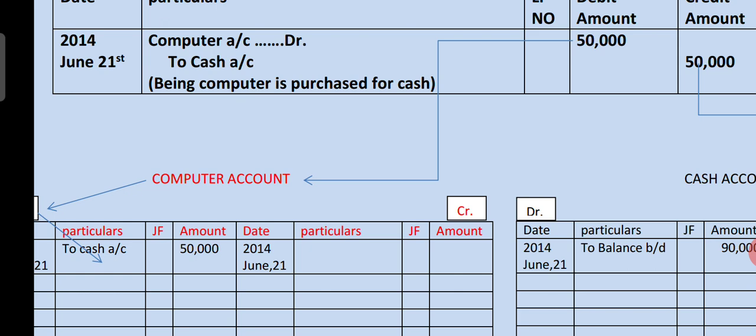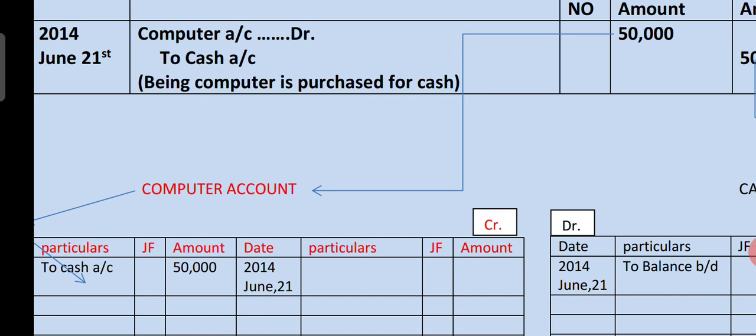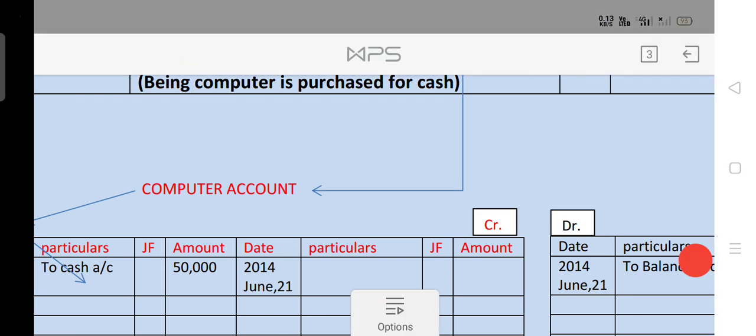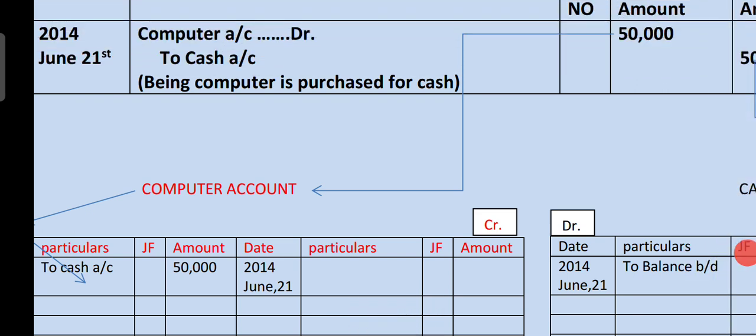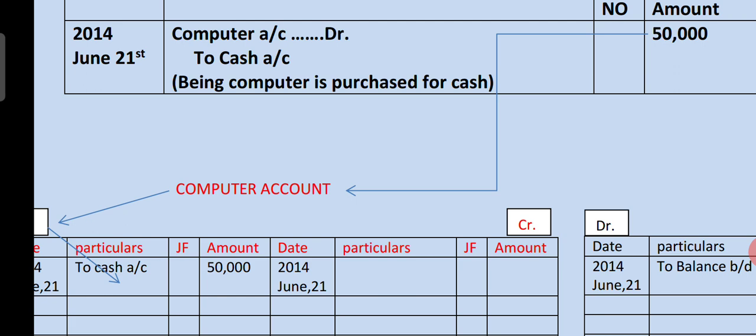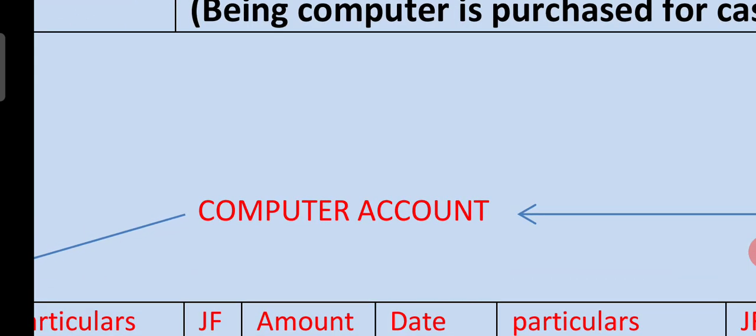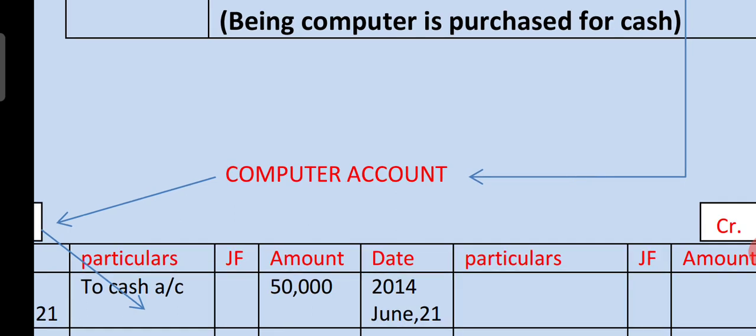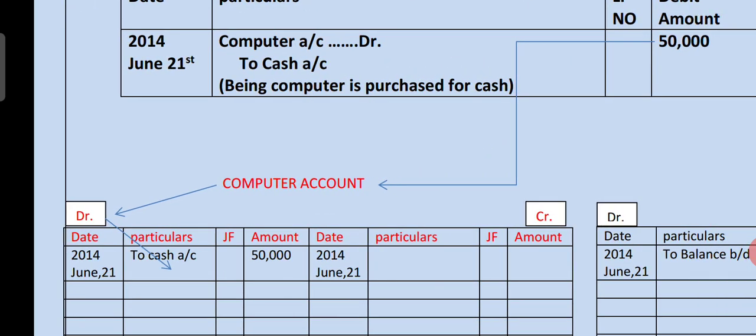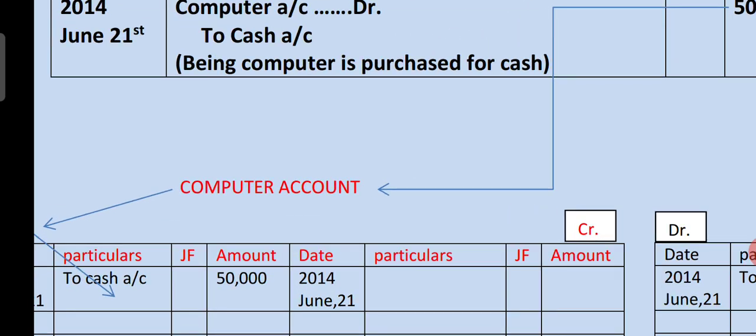the computer account is on the debit side. Computer account is a debit entry. So when it is a debit entry, first we come to the computer account.